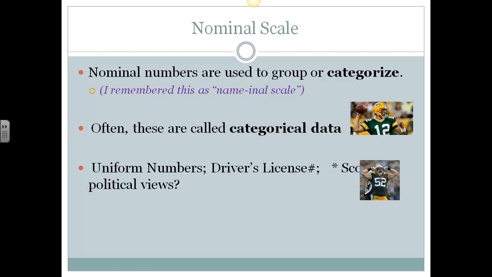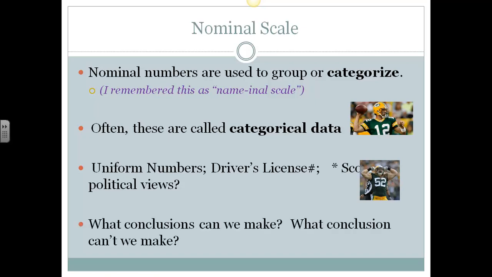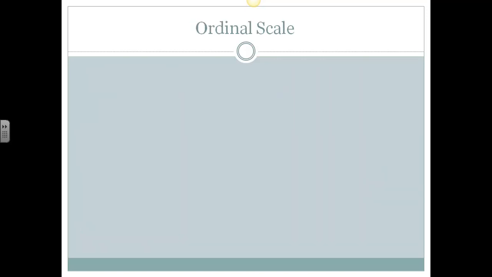Now notice on these different uniform numbers that Clay Matthews' number of 52 is way higher than Aaron Rodgers' number of 12. That doesn't mean he's 40 points higher than Aaron Rodgers or that he's better than Aaron Rodgers. It just might represent a position they play or just identify that player on the field. So do think about what conclusions we can make and what conclusions we can't make. We can't compare the numbers together as being better or worse.